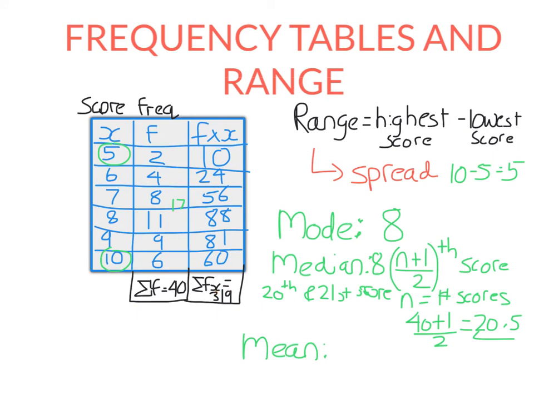The sum of all the scores is 319, and there are 40 scores. We know from the last video that the mean is the sum of all the scores, which is the sum of the fx column, over the total number of scores. It's just 319 over 40. In this case, it gives us 7.975. That is the mean. It's so much easier to calculate using this table rather than going through and adding up each score individually.